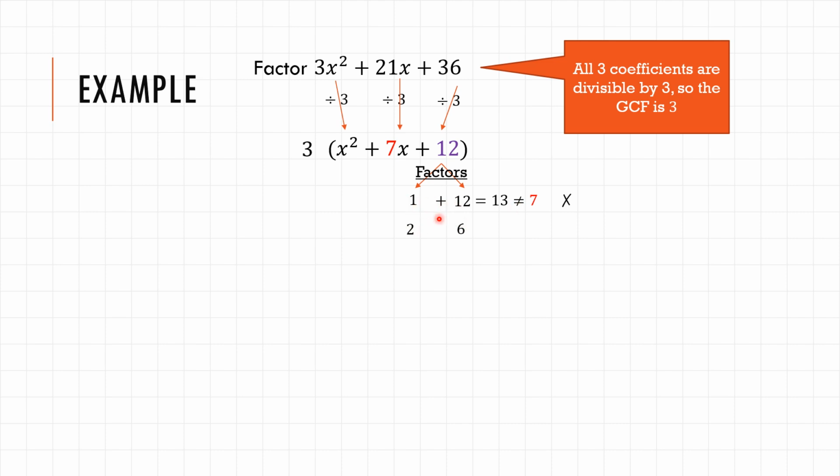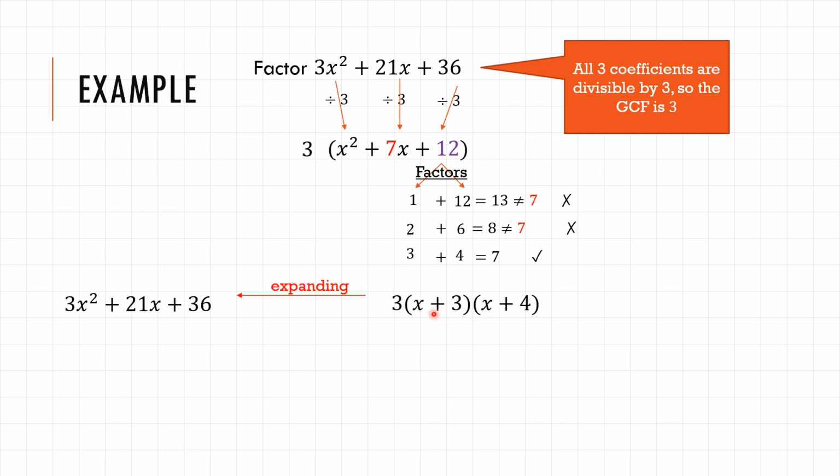What about 2 times 6? 2 times 6 is 12. But 2 plus 6 is still not 7. It's 8. What about 3 times 4? 3 times 4 is 12. 3 plus 4 is 7. So I can take this expression here, and I know that it will factor into x plus 3 and x plus 4.